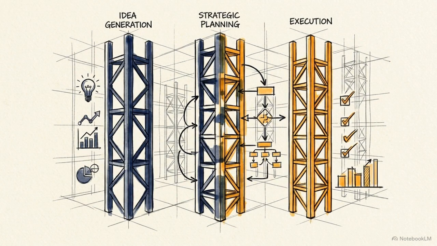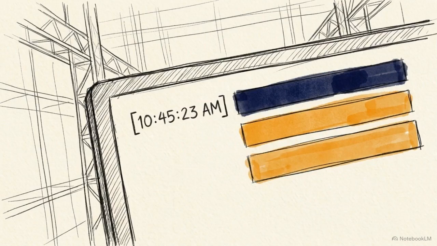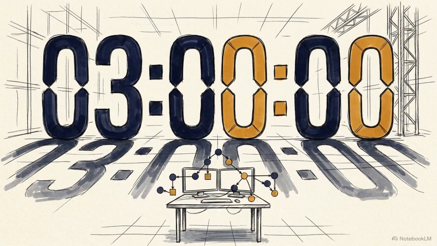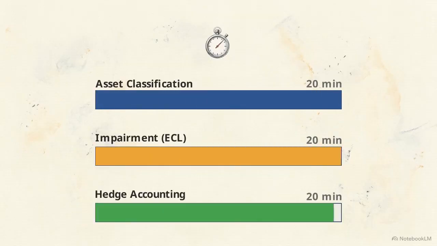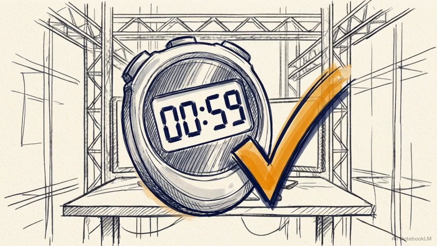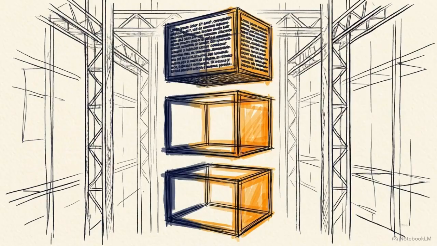So you build your scaffolding immediately. Type out 3 bold headings on that blank right-hand screen: classification, impairment, and hedging and ethics. Next to each heading, calculate and type your hard stop time. Now you aren't fighting a massive, terrifying 3-hour countdown. You are managing 3 distinct 20-minute sprints. Setting this up takes less than 60 seconds. Having those buckets ready means that when you are hit with a wall of complex derivative data in the exhibits, you already have a pre-assigned place to put it.